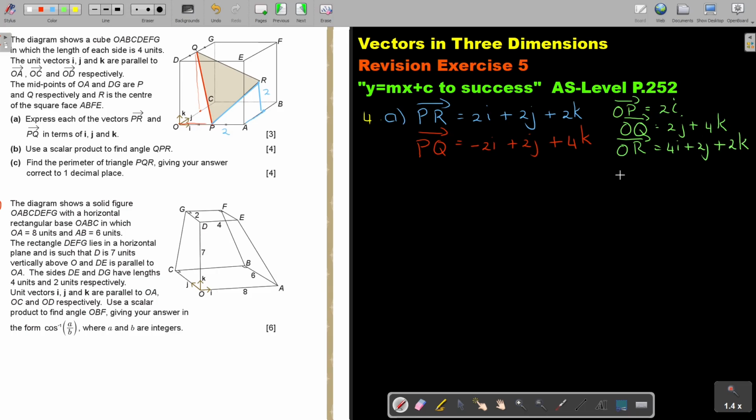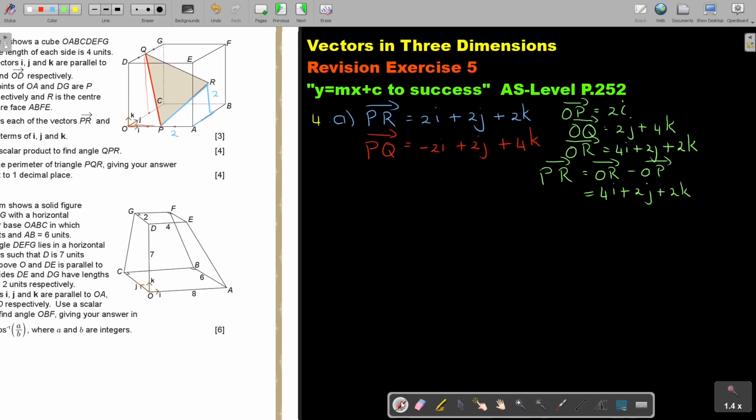So you can also now do it in terms of that and say, if I want PR, it's going to be OR minus OP. So it's 4i plus 2j plus 2k minus OP, and OP is 2i. So that's 2i plus 2j plus 2k. Exactly the same PR.